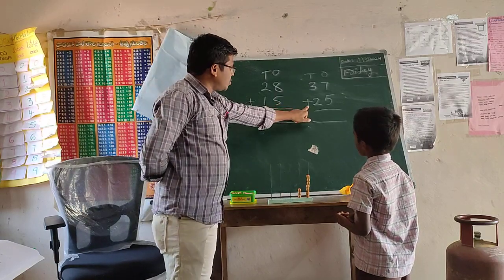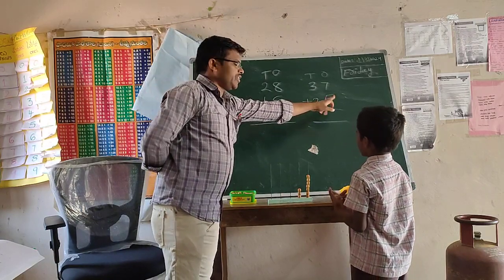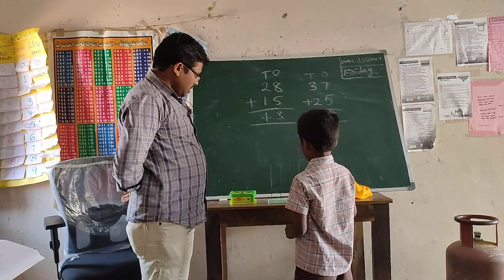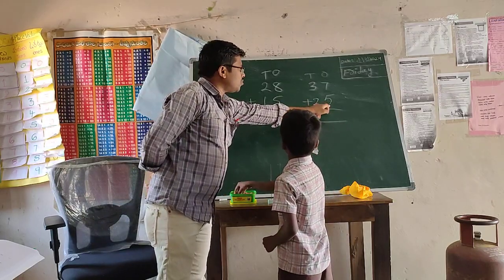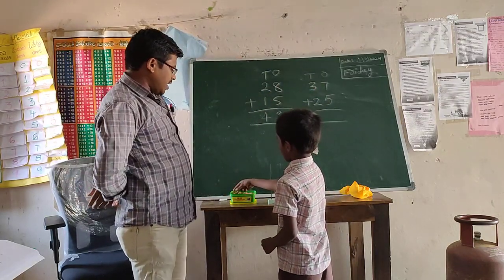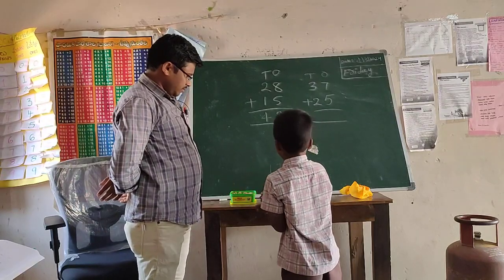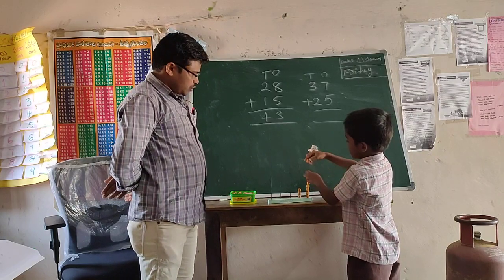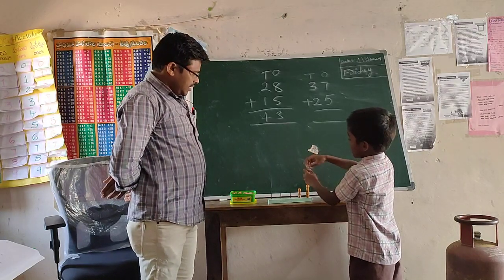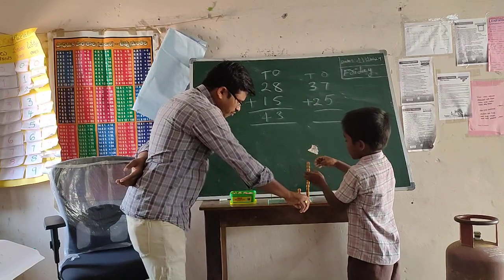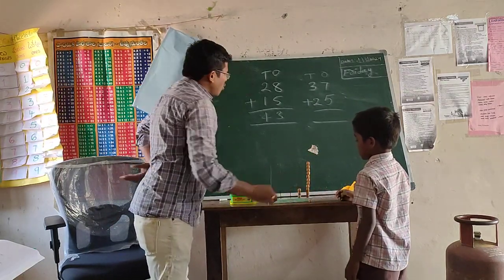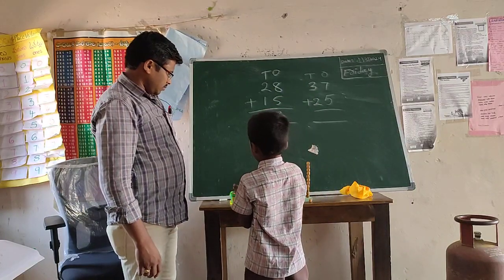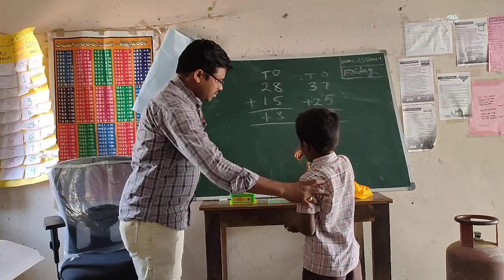So next, what to do? Add 25. Take this: 25 is 5 ones and 2 tens. Add 5 ones: 1, 2, 3, 4, 5. Next, how many to add? 2 tens. Add 2 beads in the tens place.